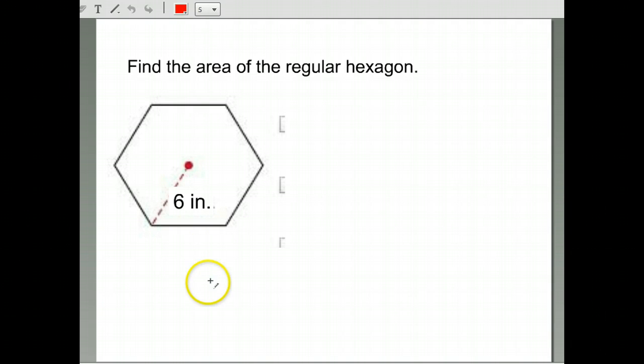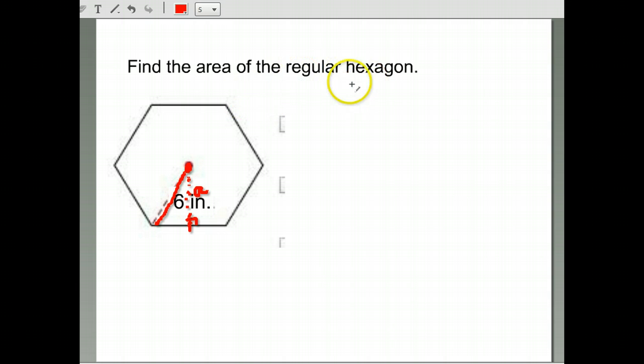Okay, so notice in that one we were given the length of the apothem. Here's a second example where notice we don't have the apothem. We have the distance from the center to one of the corners, and we need the distance from the center to the middle of the side. So this line here is A.